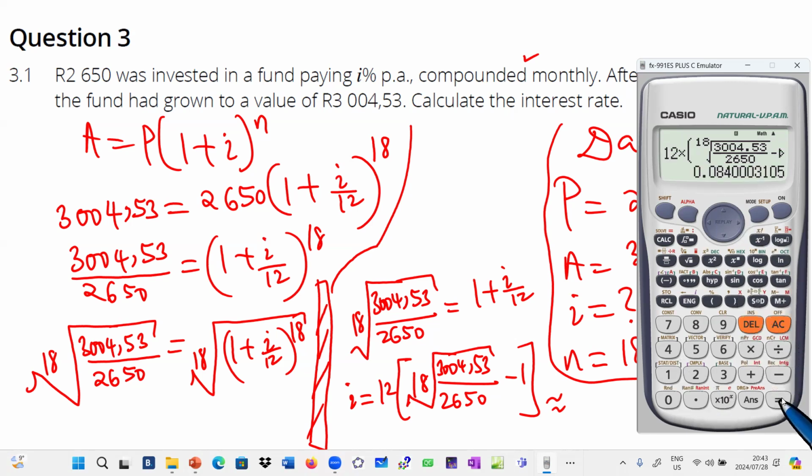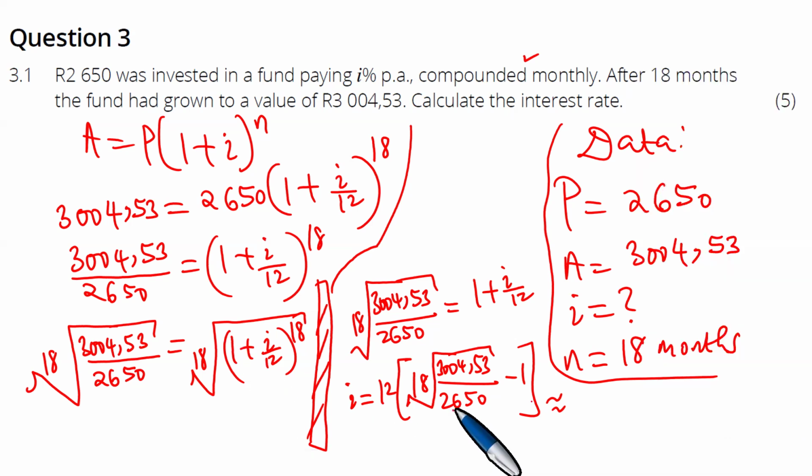Okay, and then you get the answer. The answer is exactly 0.084. And now, what would this be?